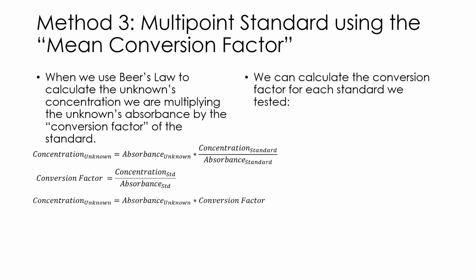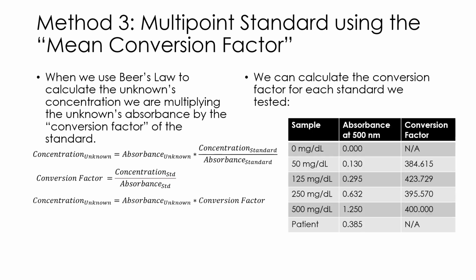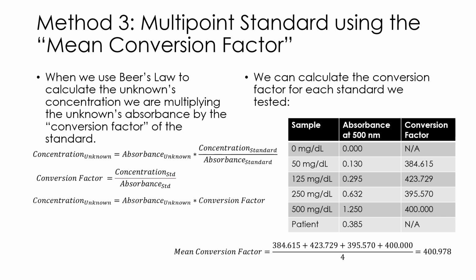When we have a set of standards, each standard will have a slightly different conversion factor. In a perfect data set, the conversion factor would be identical for each standard, but we rarely live in a perfect world. We can calculate the conversion factor for each standard. Ideally, the conversion factors should be very similar to each other in a set of standards. Any conversion factor that is discrepant from the rest indicates that an error occurred in preparing or testing that standard. We can take the average of the conversion factors and use this mean conversion factor to calculate the concentration of our unknown samples.